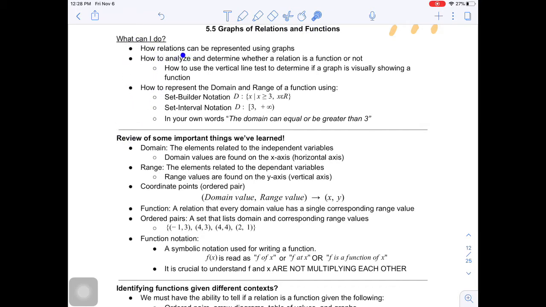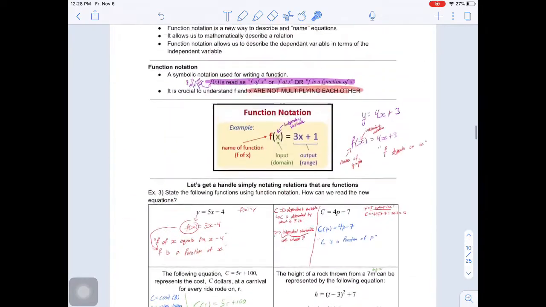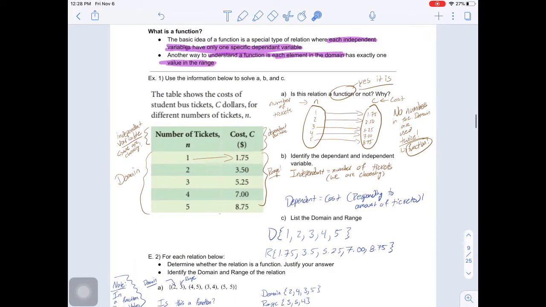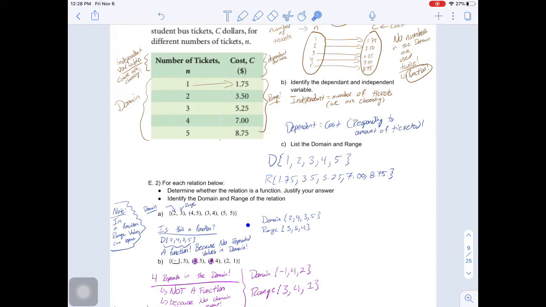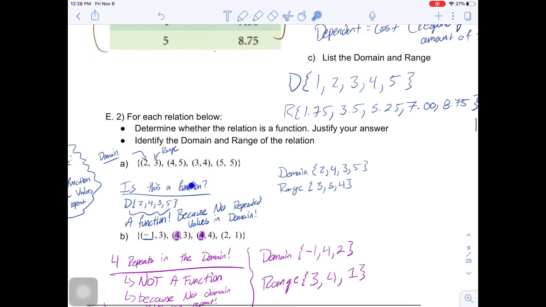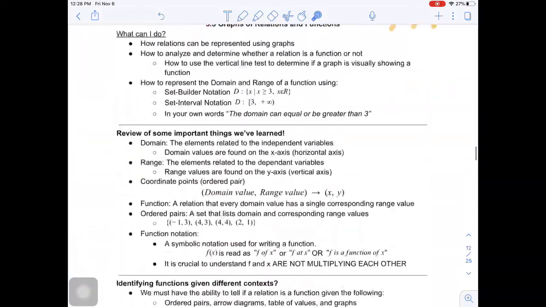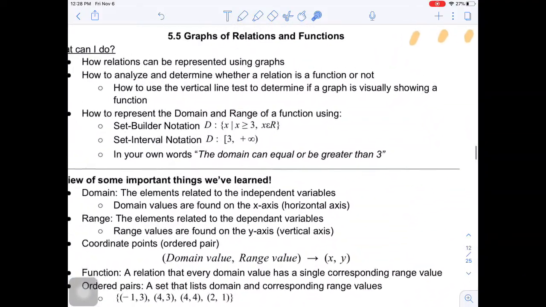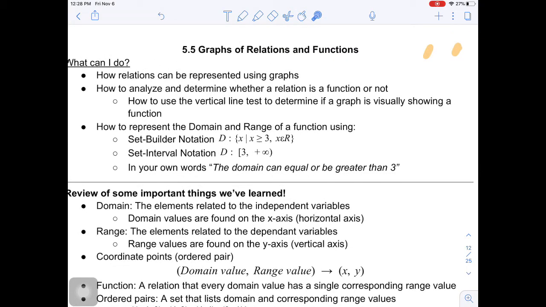You should be able to explain how relations can be represented using graphs. We kind of talked about that already, making graphs. You should also be able to analyze and determine whether a relation is a function or not. We've figured out how to determine if something is a function by looking at tables. We've also used arrow diagrams and ordered pairs. But now you need to know how I can tell if something is a function based on the graph. You're going to use the vertical line test.